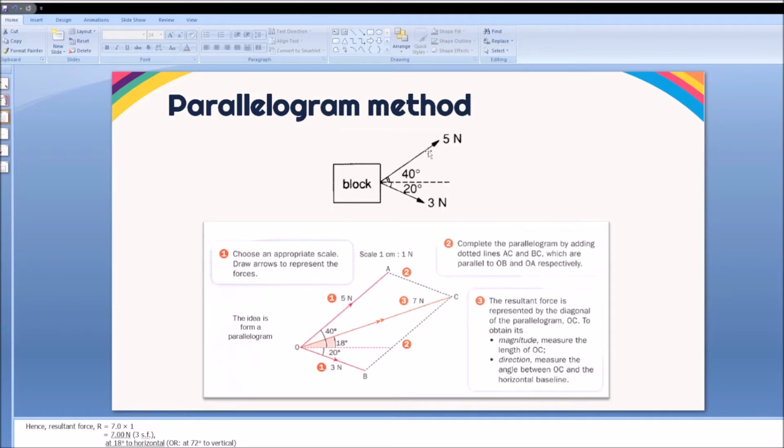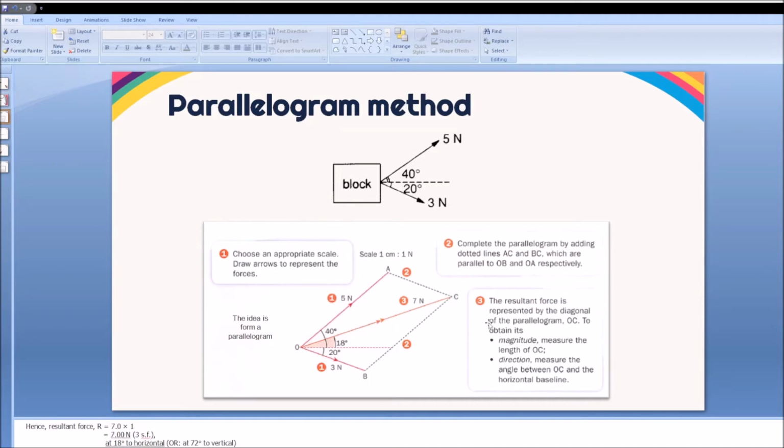So for the parallelogram method, what we do is, first step, we draw a scale and we represent the two vectors with the correct scale and the correct angle based on the orientation that is shown here. Now, then what we need to do is, with these two vectors, we try to complete a parallelogram by drawing dotted lines, okay, as seen from A, C, and B.